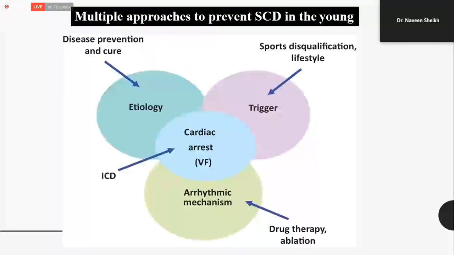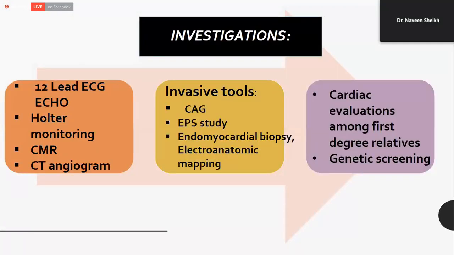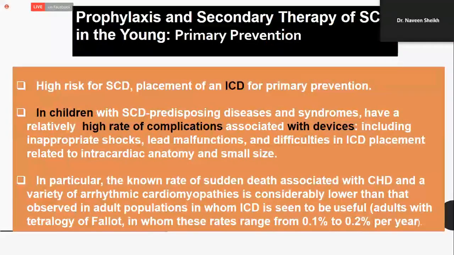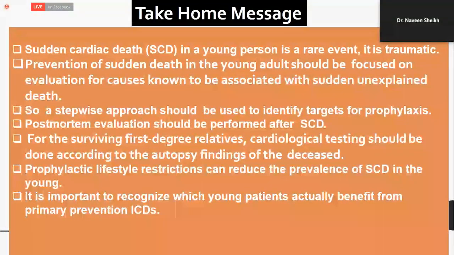So we have to investigate. Family history is very important. Cardiovascular screening checklist for congenital heart disease in the young. These are the tests. Prophylaxis is the ICD, but not possible in the case of pediatric patients. So take home message: sudden cardiac death in young persons is rare, even if it is traumatic. It is important to recognize which young patients actually benefit from primary prevention.